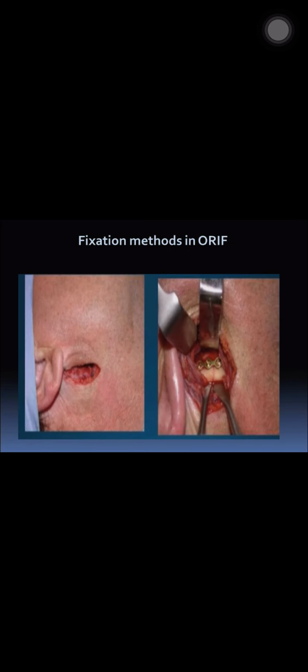Fixation methods in open reduction and internal fixation. Among the fixation methods that have been used are transosseous wire, Kirschner wire or K-wire, mini plates, lag screws, bioabsorbable plates and pins, and more recently ultrasound-activated resorbable plates and pins.